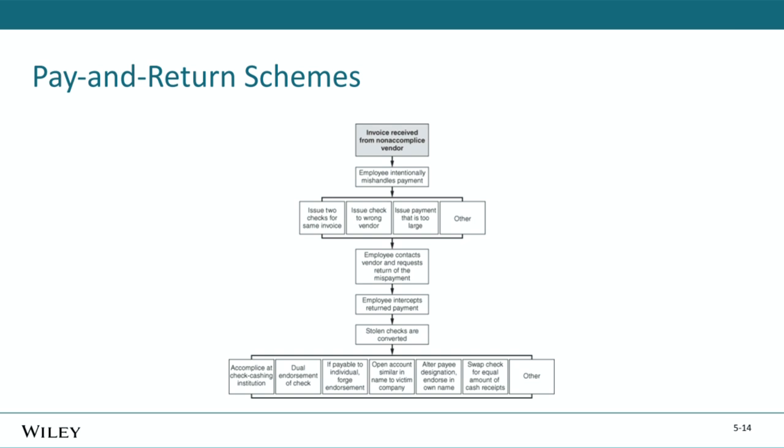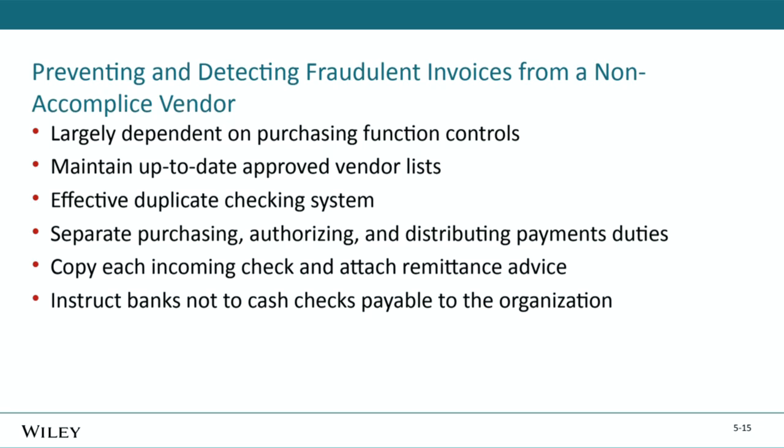Here's your pay and return scheme flowchart. How do you stop it? Again, it depends on your purchasing function controls, but keep an up-to-date approved vendor list so that if suddenly a different vendor shows up on it, it'll pop, okay? It'll generate a report, generate a red flag. A duplicate checking system that, if you're writing checks by hand, have the types of checks that create a copy right underneath it.